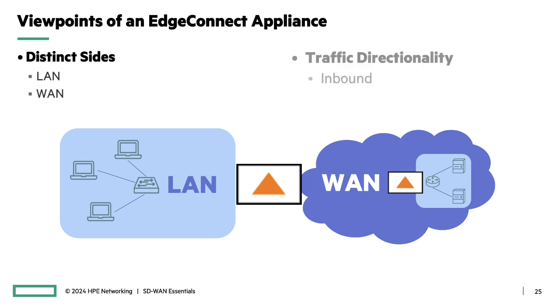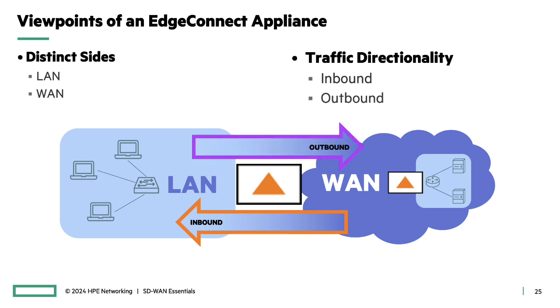There is also a distinct directionality to EdgeConnect traffic, inbound and outbound. When we want to analyze a flow, we need to first look at which direction it is happening in. Inbound is always traffic coming from the outside world, WAN, to the inside network, LAN. Outbound is always traffic originating on the LAN going out to the WAN.